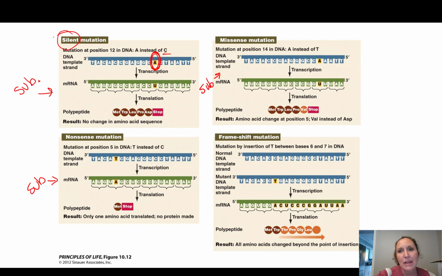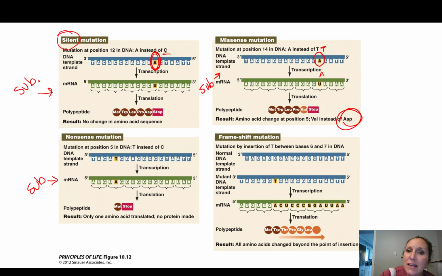Now, here in position 14 of the DNA, we have an A. We should have a T. So that's what we should have. If we had a T, then we would have an A right here. That's what we should have. But instead, we have a U. In that case, the amino acid is changed. It should be asparagine, I think, instead of valine. Or it should be asparagine, but instead it's valine.